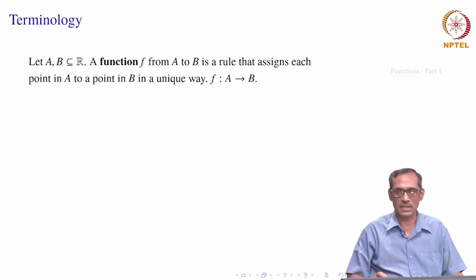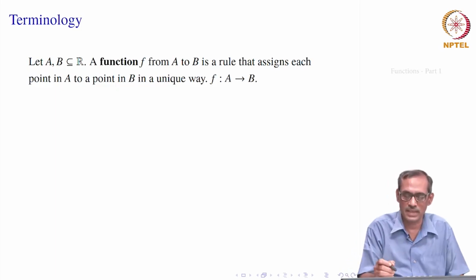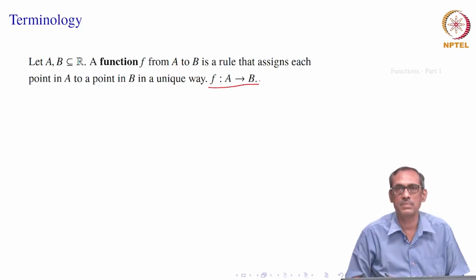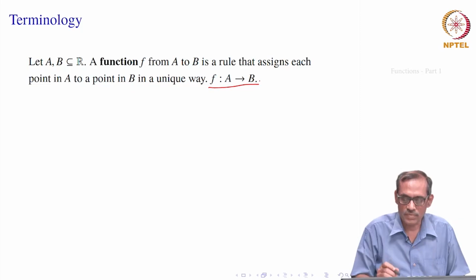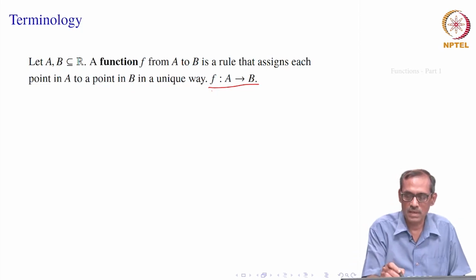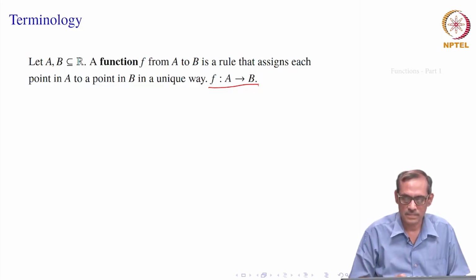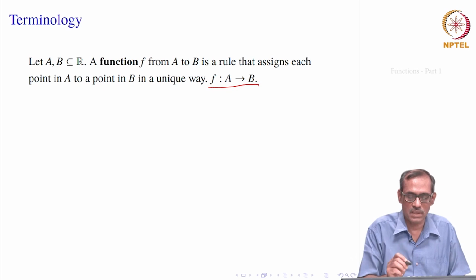We will certainly say what is the meaning of this unique way. We will write such a function f from A to B. So, once we write f colon A arrow B, it will mean that f is a function that is defined on A and it is getting its values in B. For example, your absolute value function will be a function from R to R. Now, what is the meaning of this unique way?